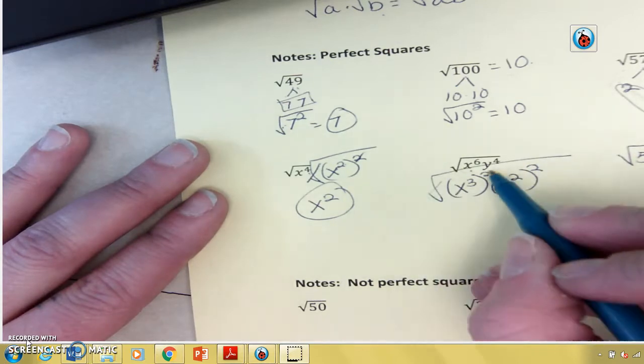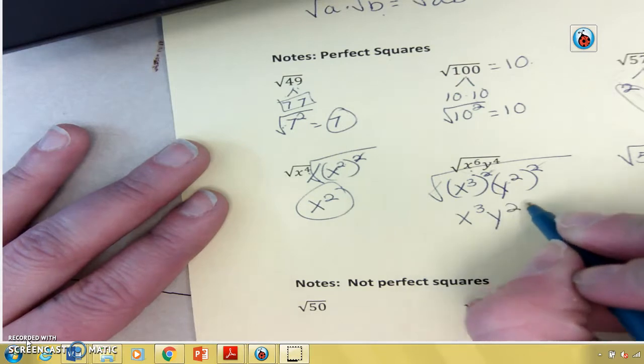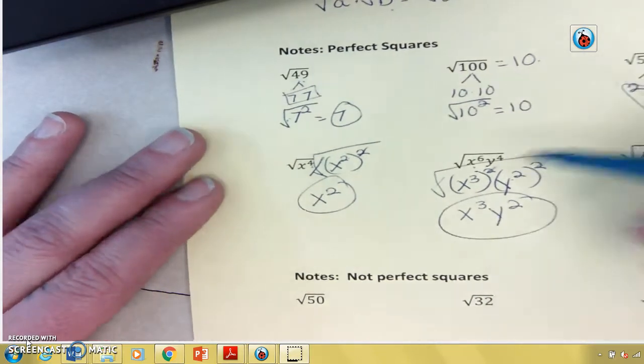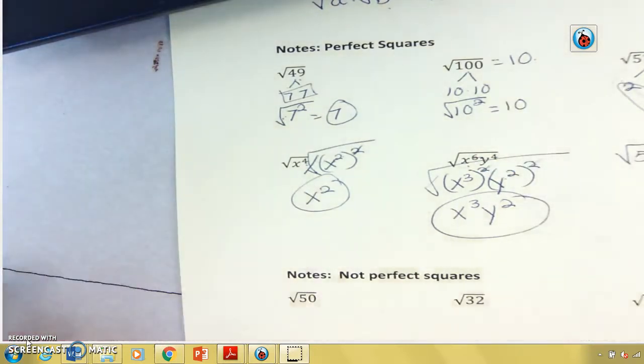Square root those, that cancels out the square root and that square, so I'm left with x to the 3rd, y squared. And another quick thing you could see is really when I square root an exponent, you're taking half of it. So that's where that comes from.